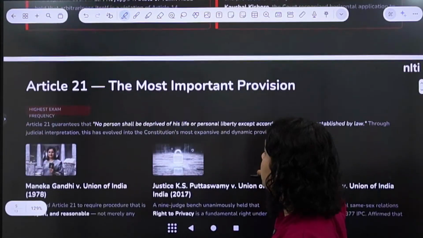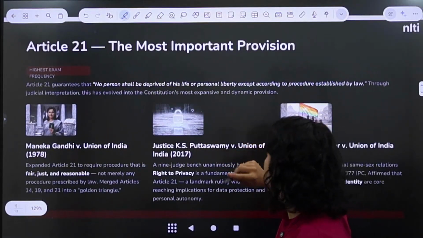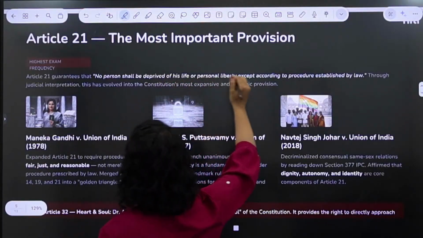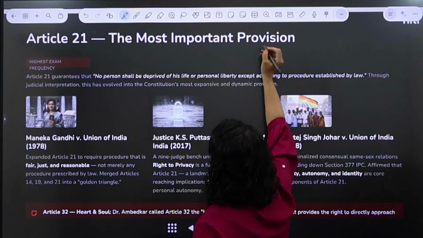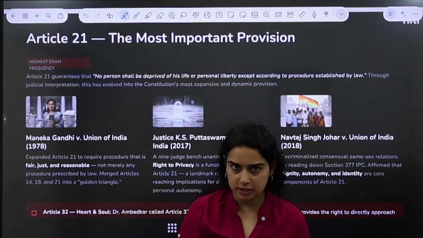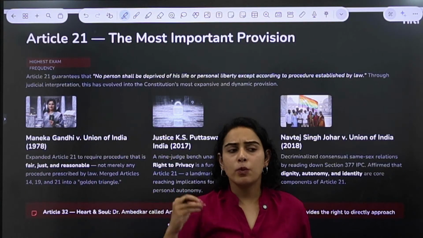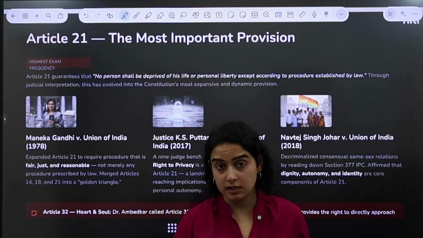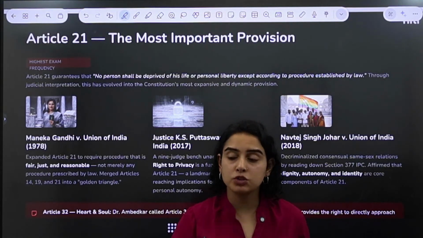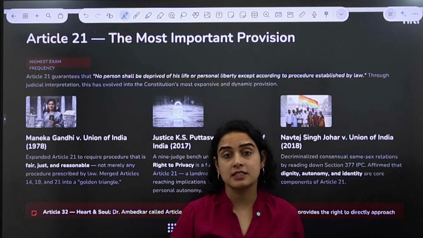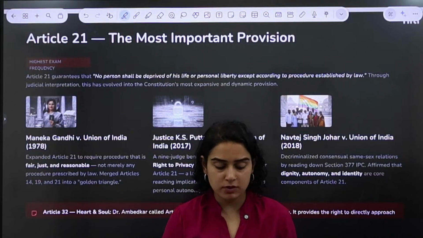All right. Further, some most important article that we have, most important fundamental right that we have, is Article 21, which talks about right to life and personal liberty. Okay, most of the times there are questions from this article, so it is one of the most important, highly tested article, highly tested fundamental right. And it talks about something really simple.